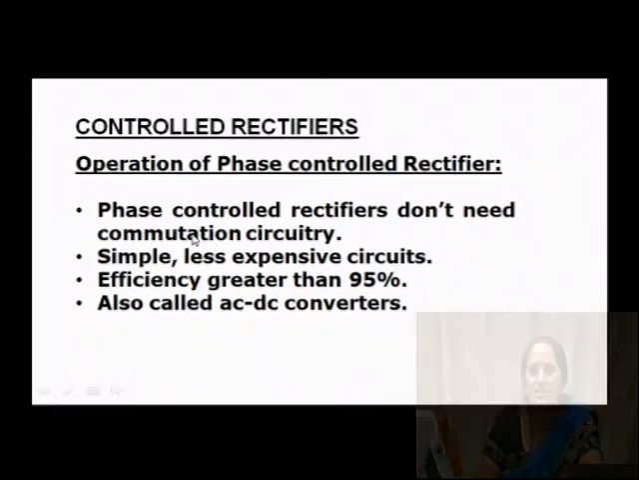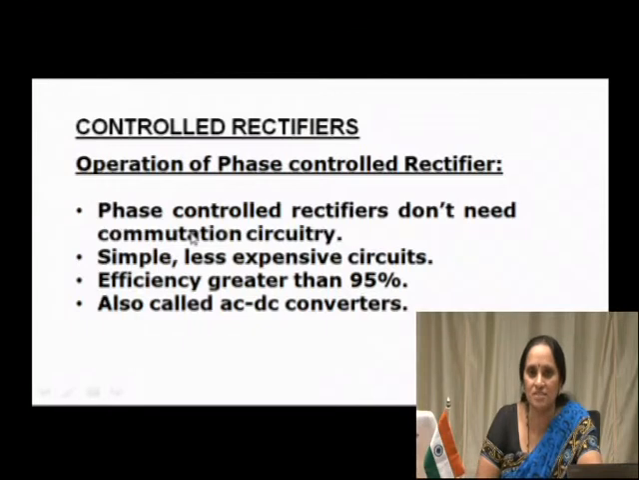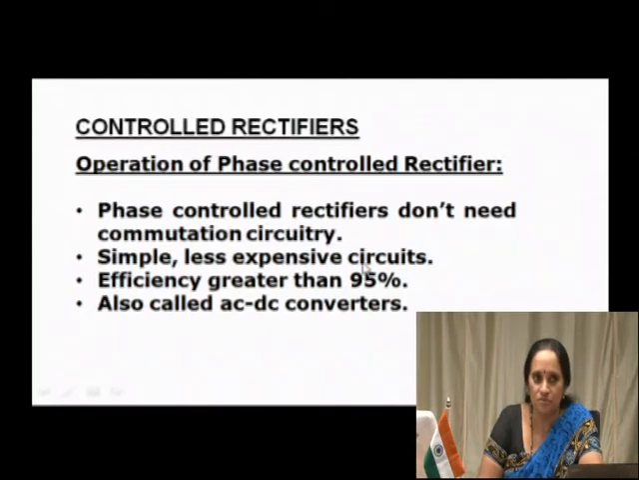Once the input AC voltage passes through its negative half cycle, the SCR becomes reverse biased and switches off. So, I do not require any extra commutation circuitry at all, and because of that, it becomes a very simple and very inexpensive circuit.